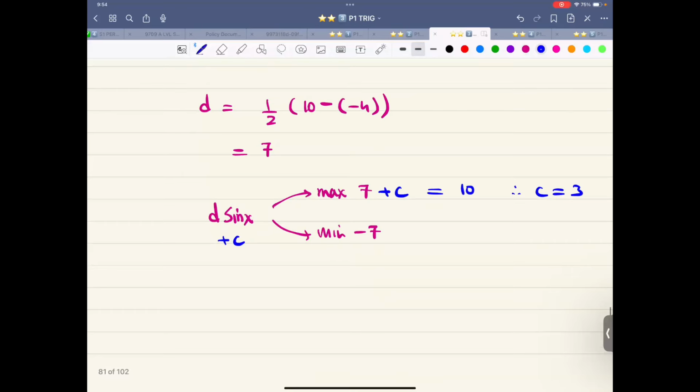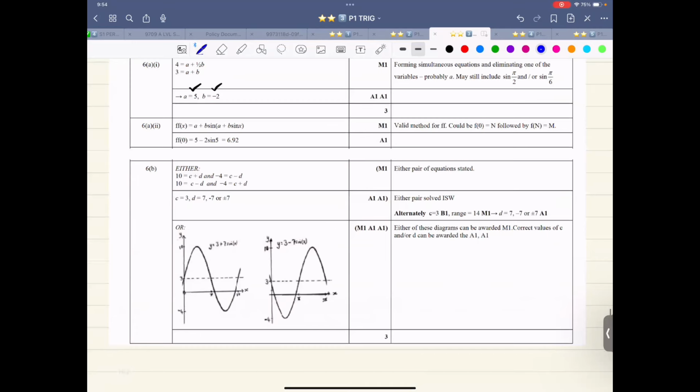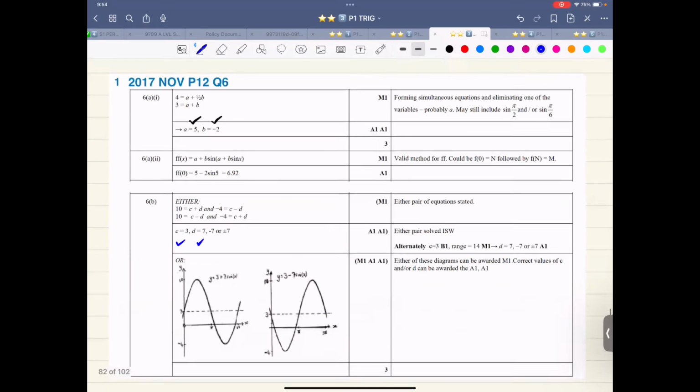How did it become 10? How many units did you take it up? You take it up 3 units. Double check. Minus 7 plus c is negative 4. Again, c is 3. So now d is 7, c is 3. Okay, that thing is done.